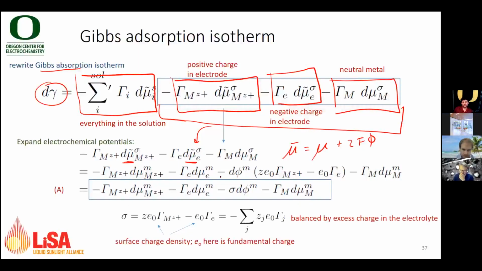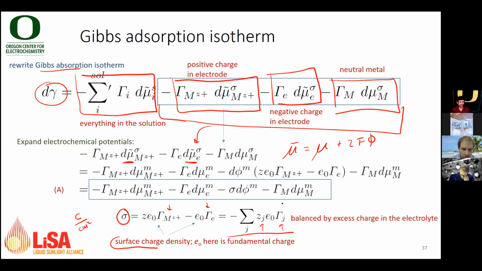Then once he rearranges these, you can define something called sigma. Now, sigma, of course, we know is just the surface charge density, so that's charge per centimeter squared, for example. That's the net surface charge. And he recognizes, of course, that the net charge in the metal is the positive charge minus the negative charge, where e naught is the fundamental charge. And this has to be balanced, because the net system is electroneutral, by the charge in the electrolyte. That's this term. So that's the sum of all charged species, the excess charged species, so just the excess charges in the electrolyte region.